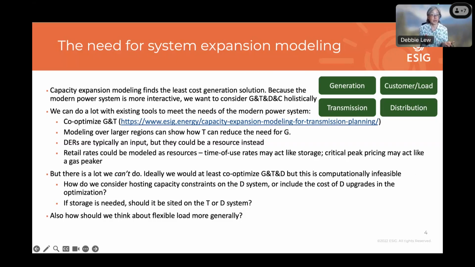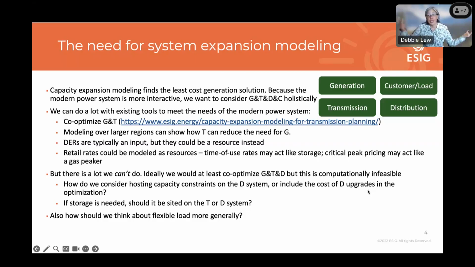You can see the videos and presentations from that. Modeling over larger regions could show how transmission could reduce the need for generation, right? Because if we can have regions of diversity be connected with transmission, we might not need as much generation to meet resource adequacy needs. We know that DERs, typically they're used as an input in these models, but they could be a resource instead. It could be part of the solution set.